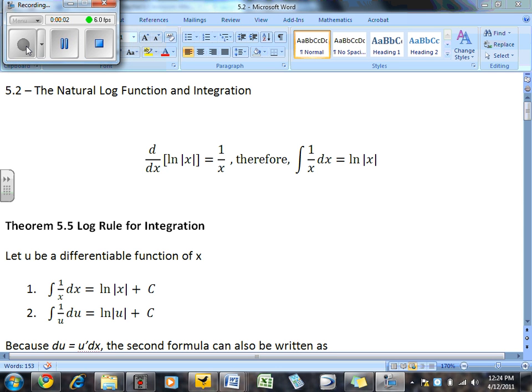Okay, the start of the second section, natural log function integration. Well, we just learned in the last section that the derivative of the natural log function was stuff over stuff. So the derivative of the natural log of x was just 1 over x.